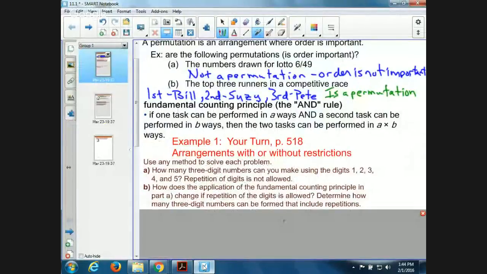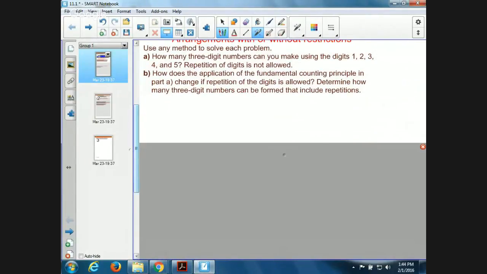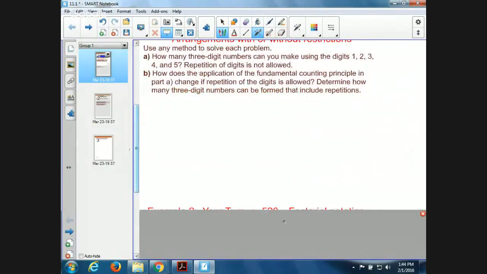So, I'm assuming you've paused now. You've got this problem written out. Let's work through it and see what we can do with this. Now, do we understand the problem? A, how many 3-digit numbers can you make using the numbers 1, 2, 3, 4, and 5? Repetition is not allowed. So, when I see here repetition is not allowed, it means 222 is not a possibility.